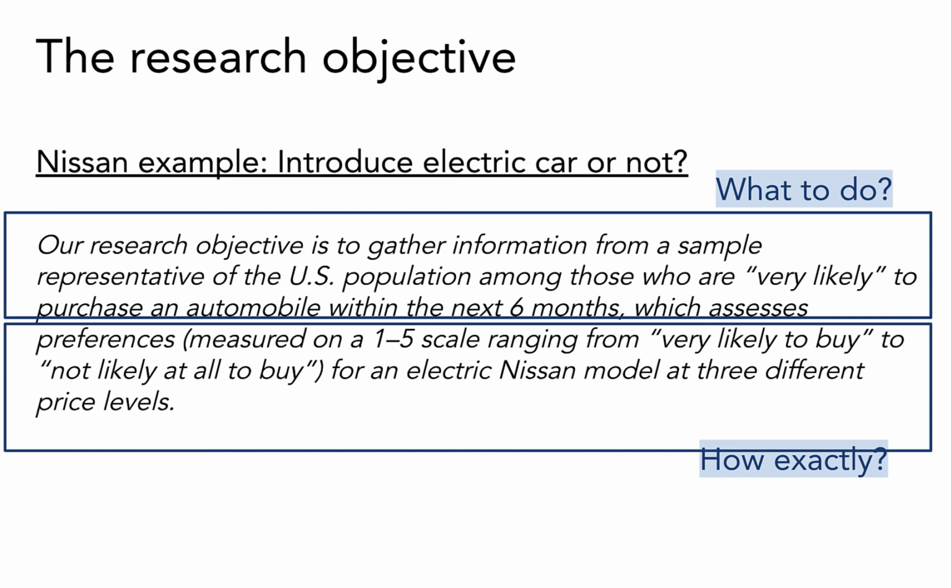Here's another example. Let's say Nissan is facing the dilemma on whether to introduce an electric car or not. A research objective tells them exactly what they want to do in research terms and how exactly they will go about doing that. So Nissan could say, our research objective is to gather information from a sample representative of the US population among those who are very likely to purchase an automobile within the next 6 months, to assess preferences measured on a scale from 1 to 5 for an electric Nissan model at 3 different price levels. So you can tell it's very nitty-gritty, it's very detailed already. So this is a good example of a research objective.